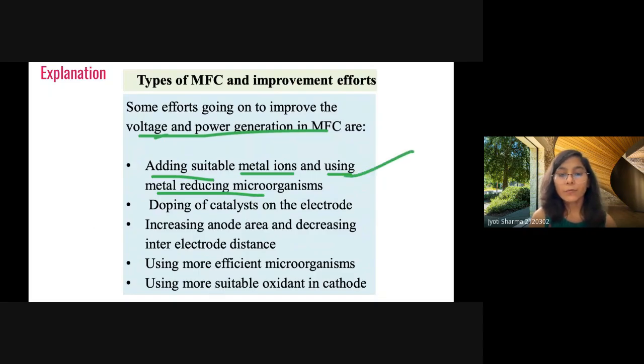The second way is we can use the doping of your catalyst on the electrode. I understand that you do know about doping, because this is 11th or 12th standard terminology. Then increasing anode area and decreasing inter-electrode distance, we can use more efficient microorganism and using more suitable oxidant. This is how we can increase or improve the voltage and power generation. Okay, so these are different methods or approaches, you can say.